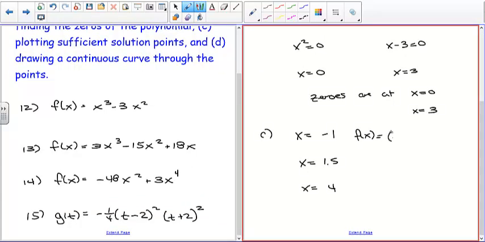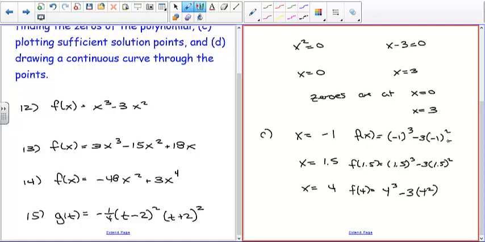So we have x cubed minus 3x squared. Here we have 1.5, so we get 1.5 cubed minus 3 times 1.5 squared. And here we have 4, so we get 4 cubed minus 3 times 4 squared. So get out your calculators. Well, here we're going to have negative 1. Negative 1 squared is positive 1. So we're going to have negative 1 minus 3. So that's going to be negative 4.